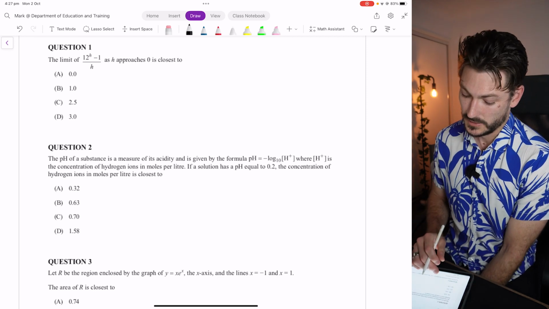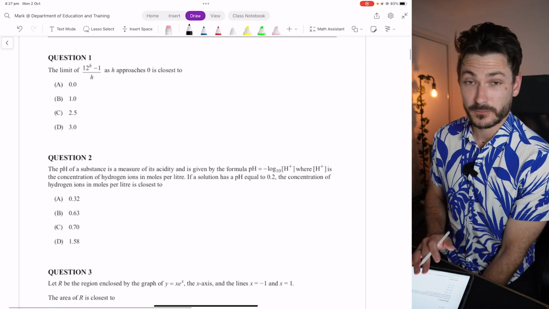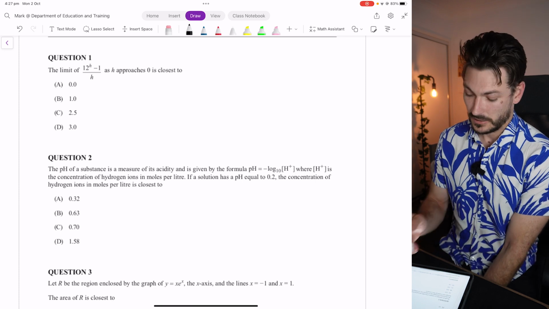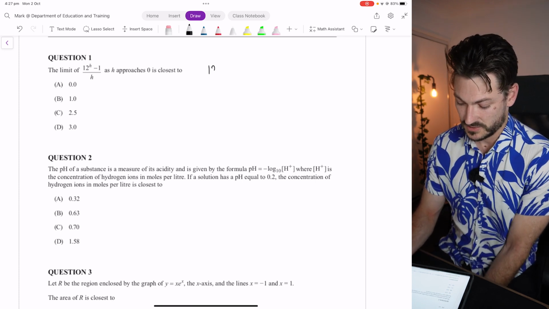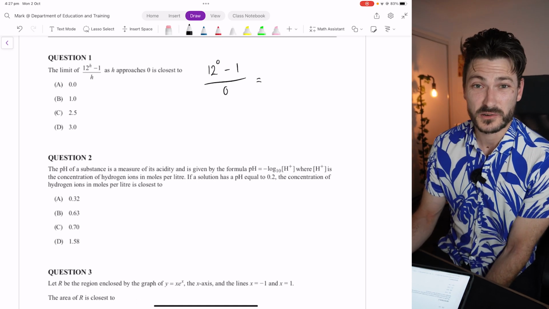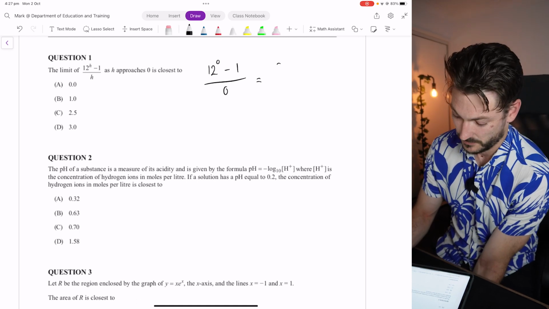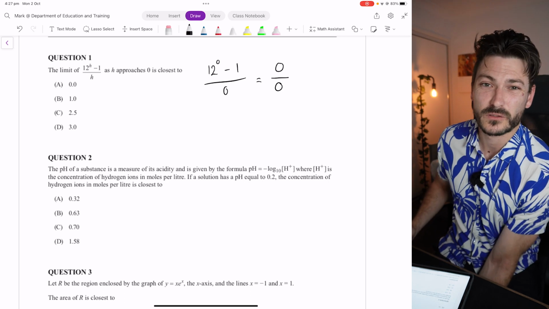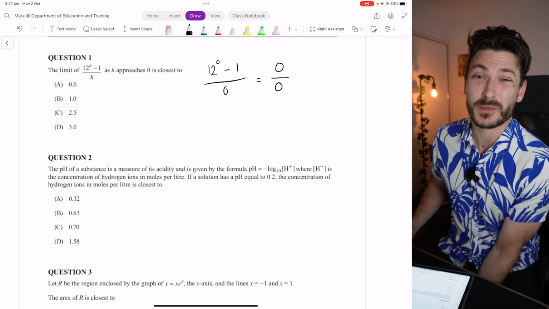Okay, question 1. We have the limit of some function as h approaches 0. And I first just want to indicate that you can't just sub in 0 here because you end up getting 12 to the power of 0 is 1. 1 minus 1 is 0, divided by 0. And all of that's undefined. So that's no good to sub in 0.